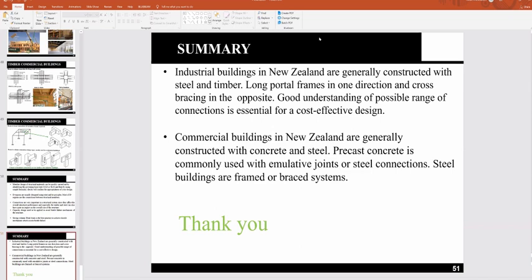To start with, what is the age of a timber structure? What do you mean by age? The age of the timber used in the structure.